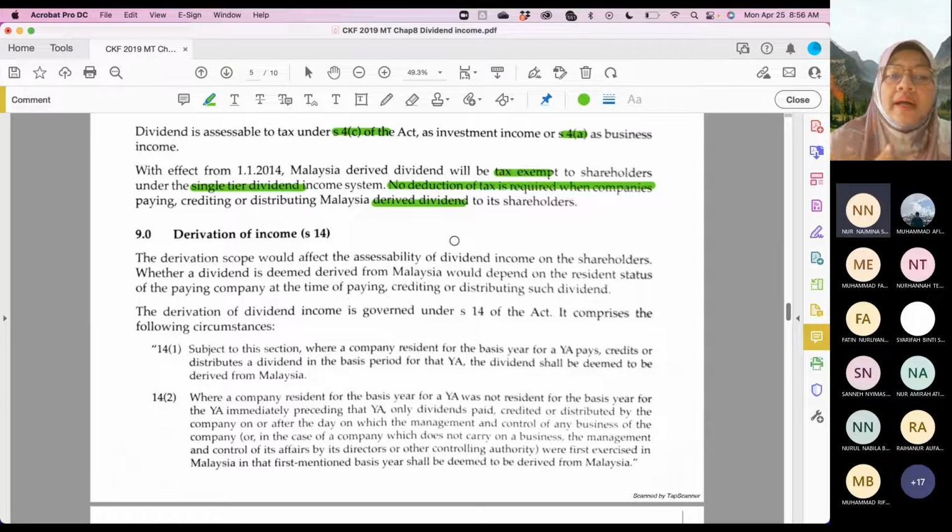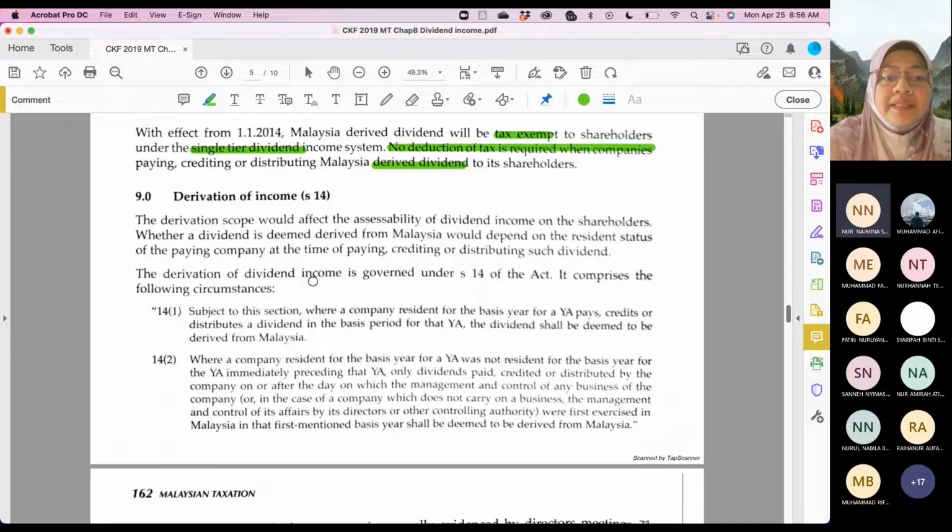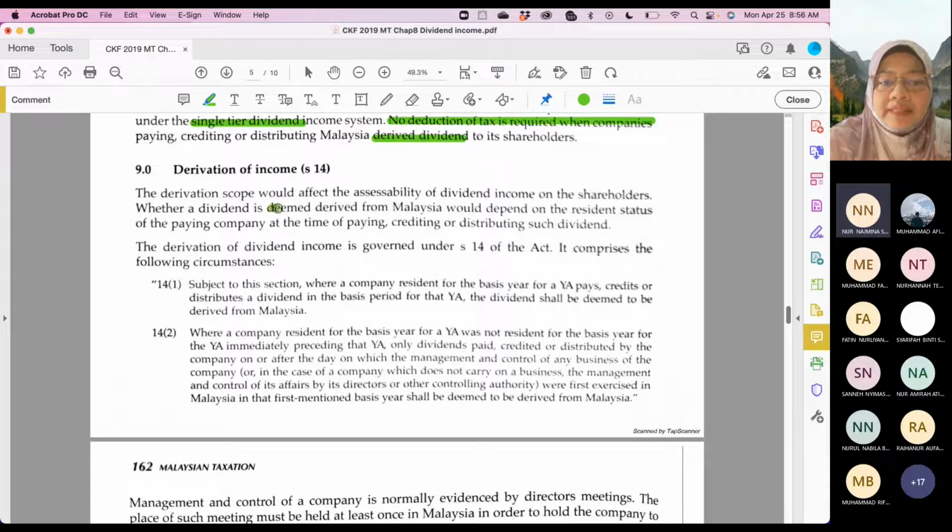Remember that for every income, for your employment income, dividend income, rental income and royalty income, you must know that section 3 says that only income derived in Malaysia is taxable. So you have to look at the dividend here, whether the dividend is derived in Malaysia. If the dividend is derived in Malaysia, then only it will be taxable. The accessibility of dividend income, whether it's deemed derived from Malaysia, depends on the resident status of the paying company.